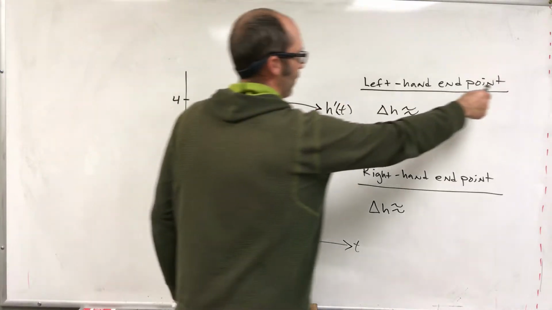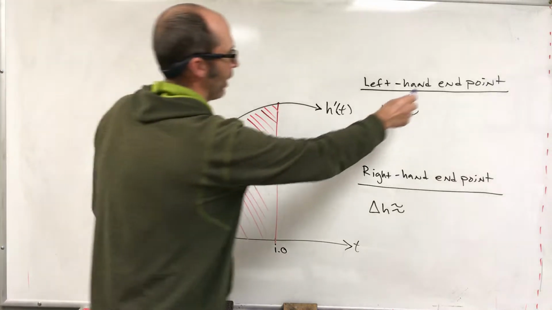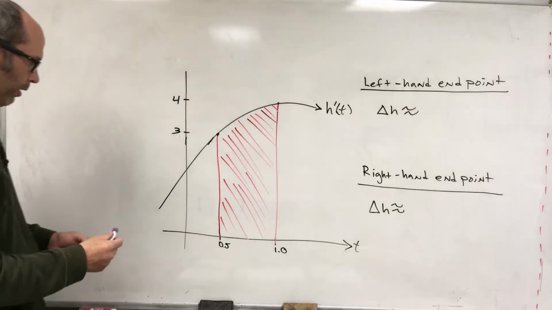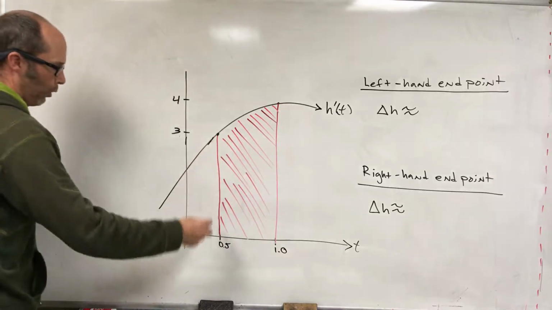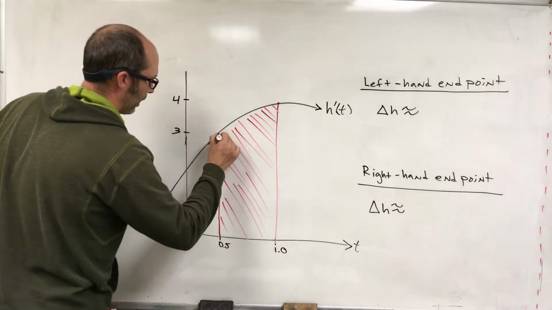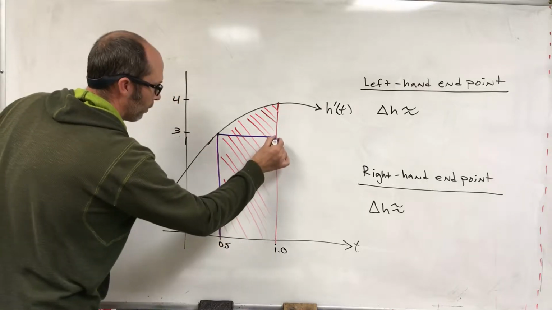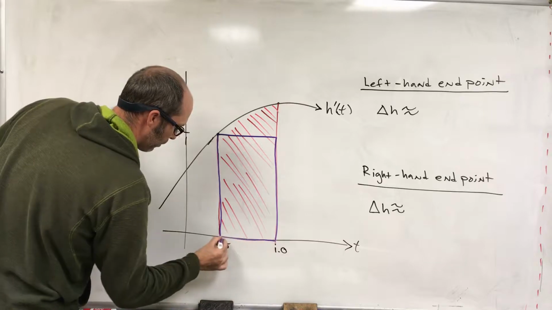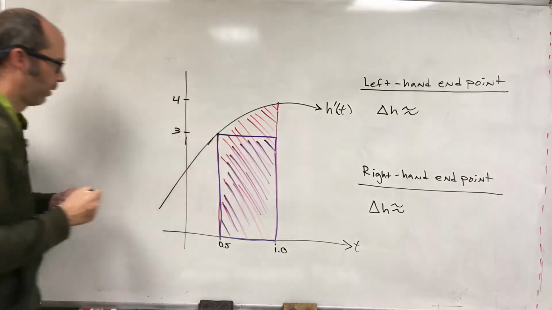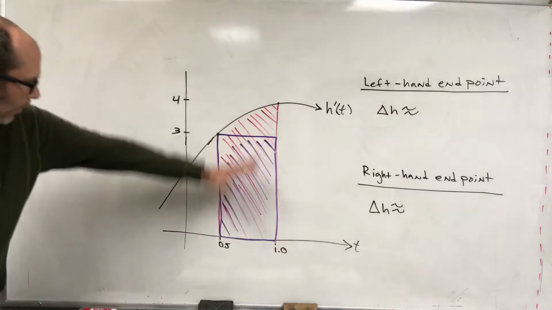Okay, so first using the left-hand endpoint. The left-hand endpoint of the interval 0.5, 1 is 0.5. So using that, we look at what is h prime of 0.5, it's 3, and that's where we draw our rectangle. So the left-hand endpoint approximation is the area of this purple rectangle.